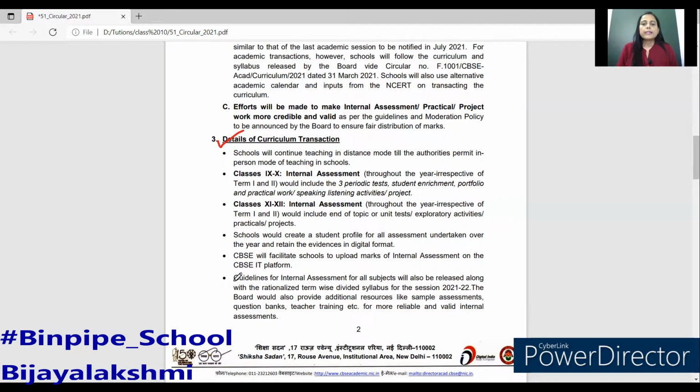Now, coming to the internal assessment, it will be divided syllabus-wise, and the board will also provide sample assessments, question banks, and teacher training. Everything will be provided so that the teachers are at ease to face the students and to help them in various situations. And the students will be taught, and they will be provided with projects and other internal activities so that they can get scored and get their marks.